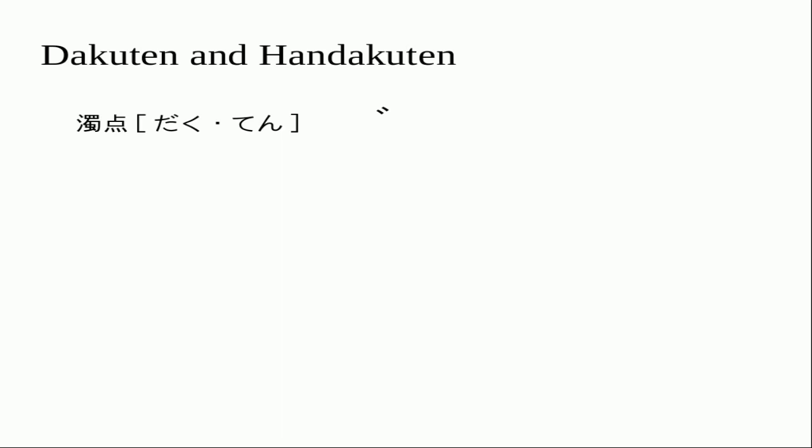changes k sounds into g, s sounds into z, t sounds into d, and of course, last but not least, h sounds into b. Handakuten, on the other hand, the half-voiced sound marker, marked by this little circle on top of the characters, changes h sounds only, and it changes them from h to p, because p is apparently halfway between h and b, or so we have been told.